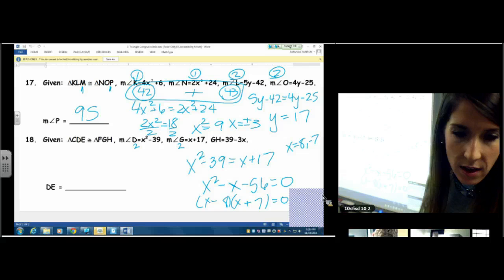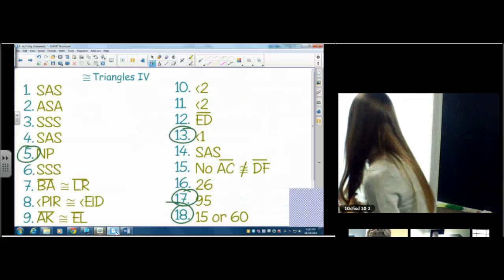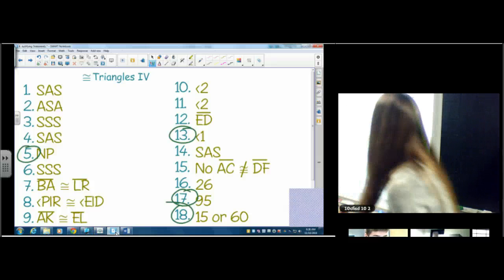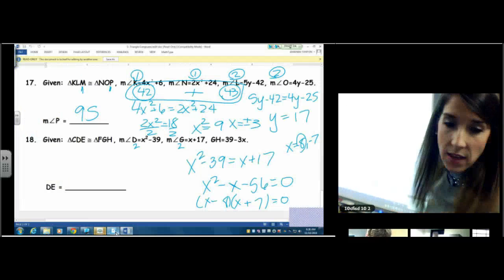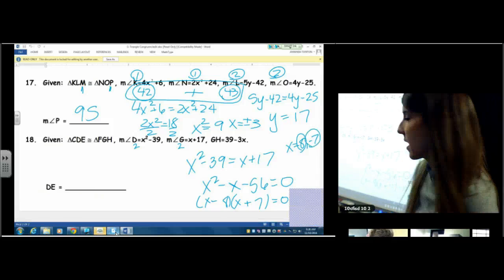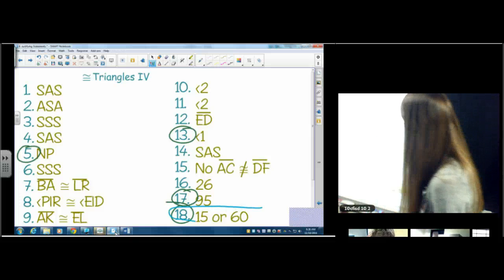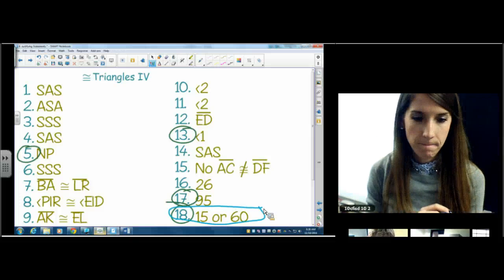I don't think that either of those are going to cause a problem for us, right? That's why 18 has two answers. Because when you plug in 8, everything looks fine and dandy. And when you plug in -7, everything is fine and dandy. So that's why there's two answers to number 18, 15 or 60.